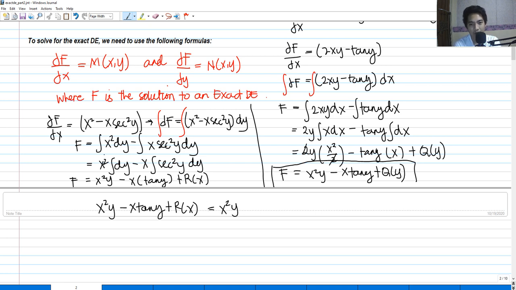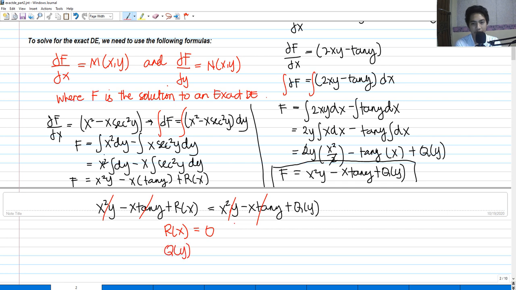X squared y minus x tangent of y plus the q of y. And as you can see, x squared y would be cancelled. We have minus x tan y, we have cancelled. So therefore, the value of r of x: on the right side, is there any term purely in terms of x? No. So the value of r of x is 0.